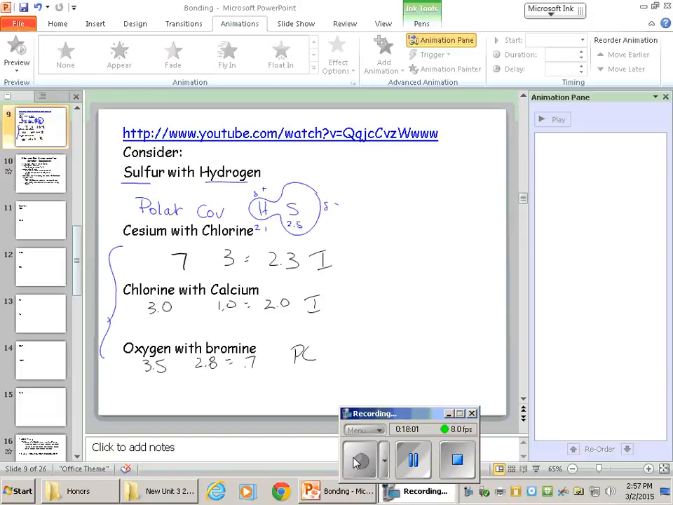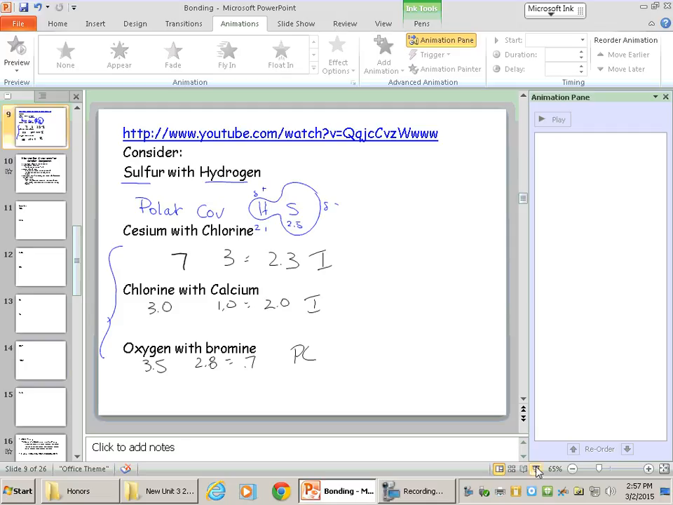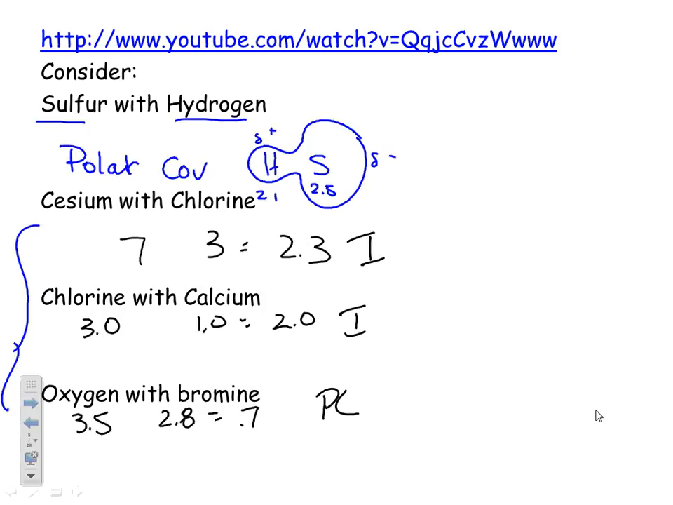Okay, so hopefully you've taken a minute to answer those questions. And you can see by subtracting the electronegativity values, we can predict that a compound has ionic or covalent character. We have two ionic compounds and one polar covalent compound, where the electron density is shifted towards the oxygen. So we see that with bromine and oxygen, oxygen's electron cloud is going to be bigger, bromine's is going to be smaller.